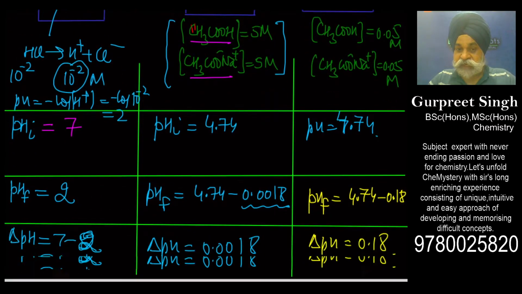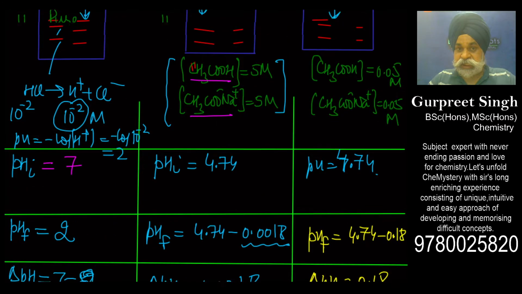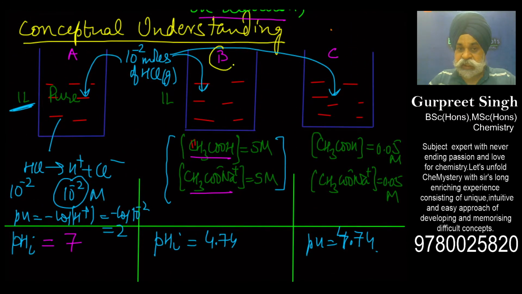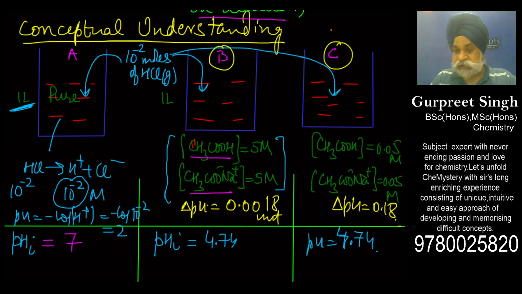But what we have seen is that the pH change in the case of cup B is substantially less. It is invariably very, very small. So the magnitude of change in pH in this case is this much, and in this case it is approximately 0.18, a change of this much.